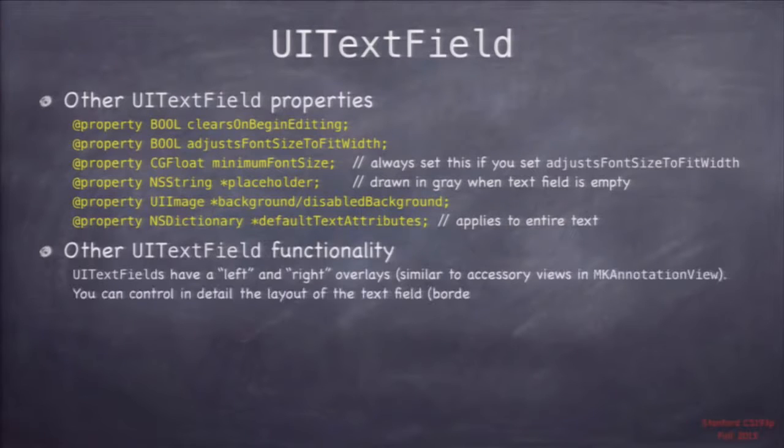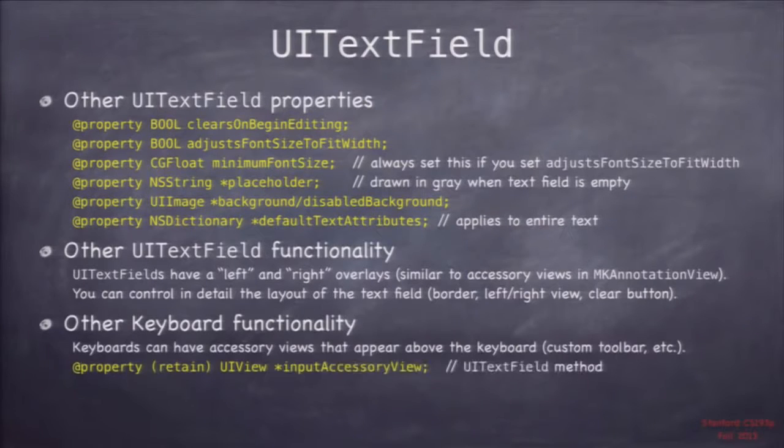Other text field properties, you can go look those up. It has a nice left and right accessor view, kind of like the annotation call out. You can even add a little view to the keyboard with this input accessory view. There's a lot of stuff to look at in text field. I don't have time to cover it all today, but you can look it all up in UI text fields documentation.